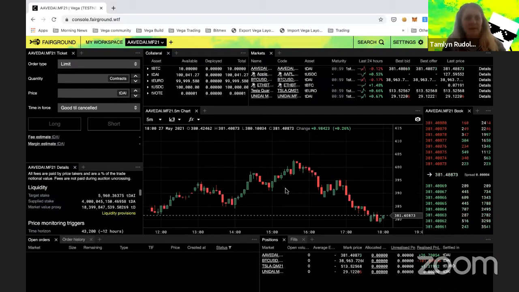Thank you, Dagan. Hi, everyone. So for today's Fairground Jam, I thought we'd have a deeper, closer look at the deal ticket and how to put different order types on.